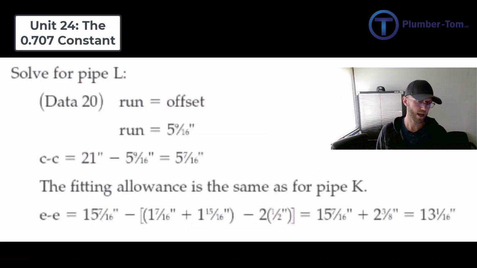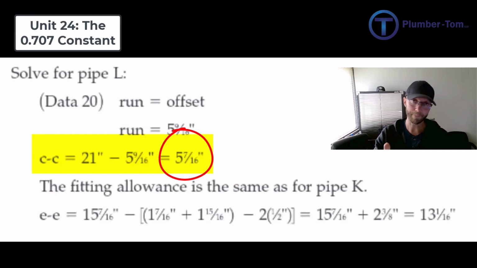Finally, let's have a look at pipe L. We go to data table 20 and figure up the offset like we did before. We know that was 5 9/16. We're going to subtract that from our 21. Coming across the bottom, we had 21 minus 5 9/16. That's going to leave us with 15 7/16. Let me just point out there's a little bit of a typo. Missed the 1 here. Let's add that in. It is actually 15 7/16. That is our center-to-center measurement for pipe L.